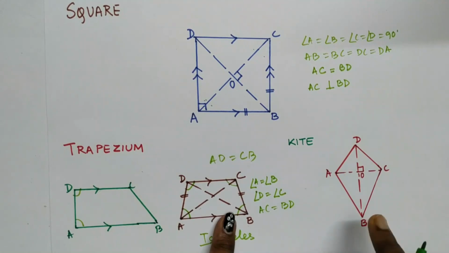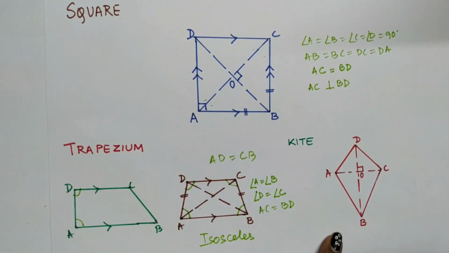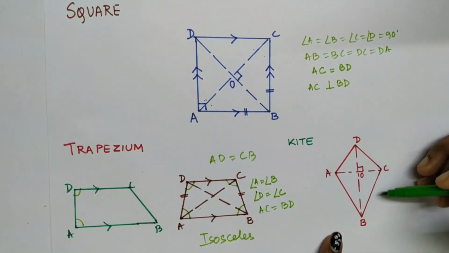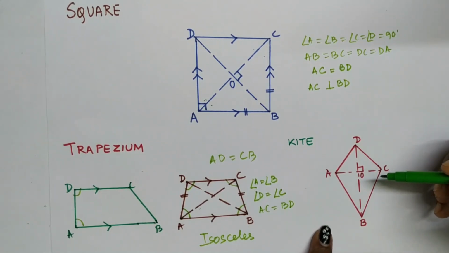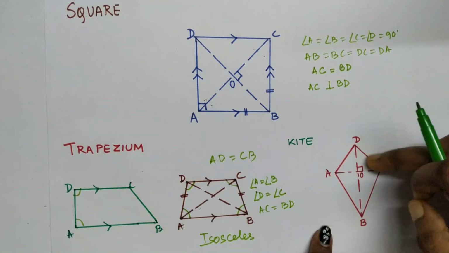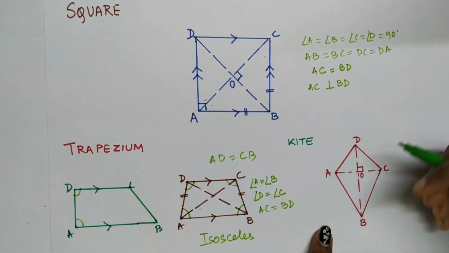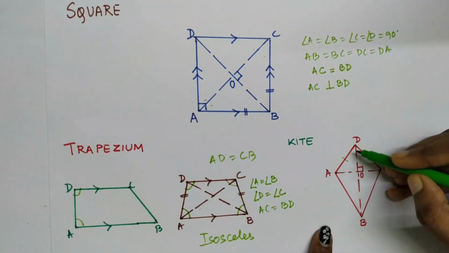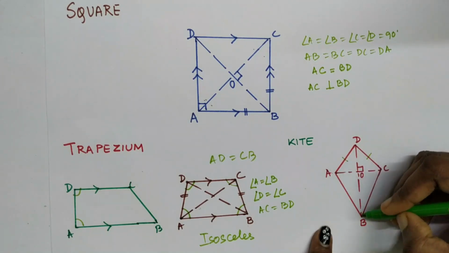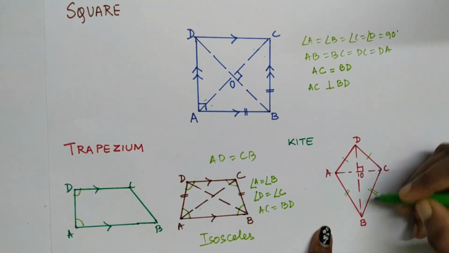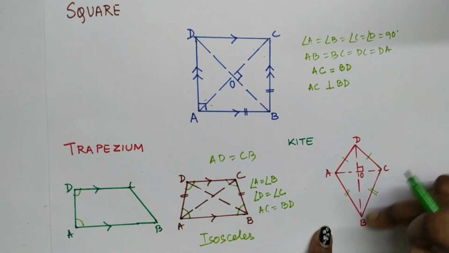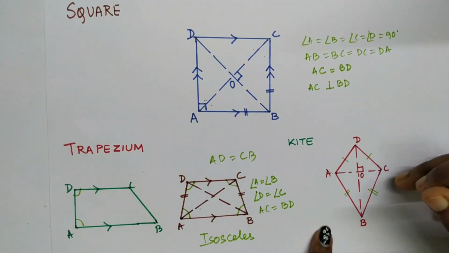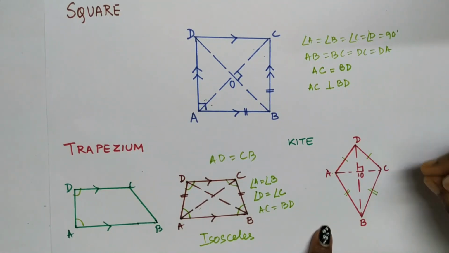Now talking about the next quadrilateral, that is a kite. All these have four sides, so that is why we are calling them quadrilaterals. So a quadrilateral in which two pairs of adjacent sides are equal is called a kite. So here AD is equal to DC and AB is equal to BC, but they both are not equal to each other. The adjacent sides are equal. And in a kite, the properties are as follows.